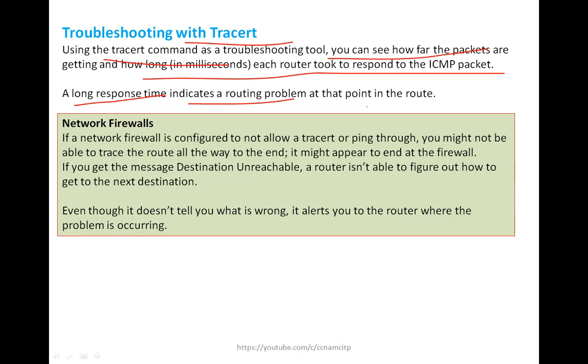So the network firewall is very important here. If you have a network firewall and you have blocked or not allowed ping or trace in your firewall, in that condition your trace will not give you any response. It will give you a destination unreachable message because you are not able to reach your host or destination, and that firewall is playing a role in between as a wall.